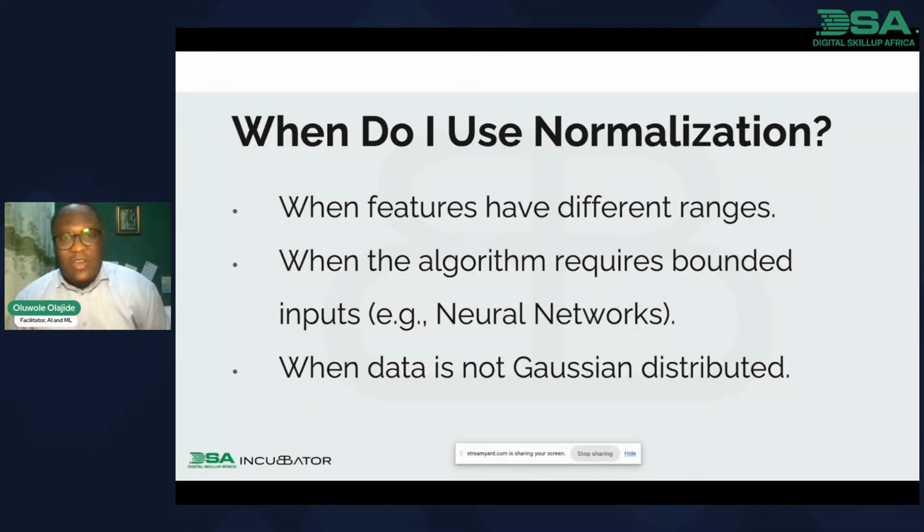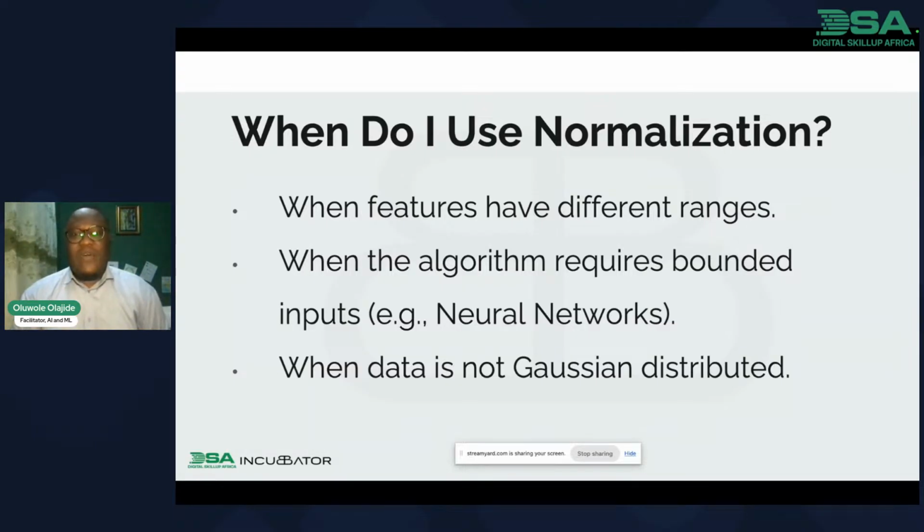Number one is when your features have different ranges. I think that's one of the first things they mentioned. It says the values mustn't fall below zero and mustn't be above one. So you are looking at that range, and you must have that range.